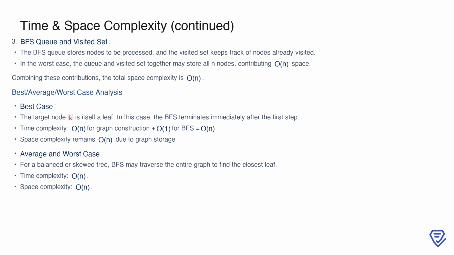remains O(n). Now, if we analyze the best, average, and worst cases, the best case occurs when the target node k is already a leaf. Here, the BFS terminates immediately, so graph construction still takes O(n), but BFS only requires O(1) time, resulting in O(n) overall. The space complexity remains O(n) due to the graph storage. For average and worst case scenarios, such as balanced or skewed trees, the BFS may explore the entire graph, leading to a time complexity of O(n) and a space complexity of O(n).